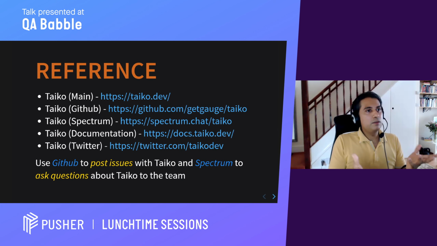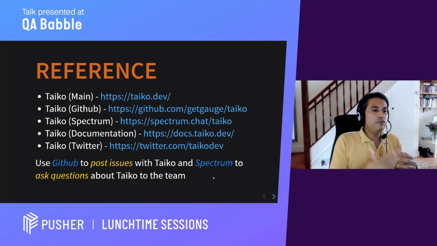So these are some of the links that I wanted to share. For Taiko, you can go to taiko.dev and see what the features are. You can check out the documentation. They have a Twitter page, and they have a Spectrum for any user-related issues. Suppose you're not able to figure out how to use a particular function or API, you can ask them, and they are quick to respond.